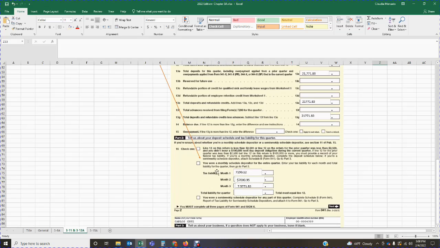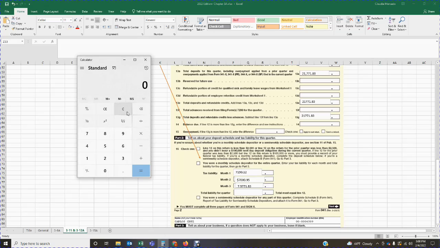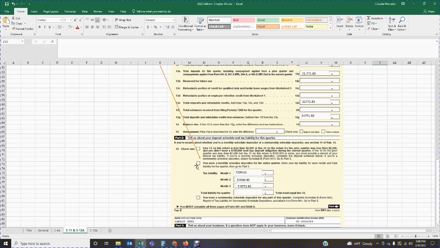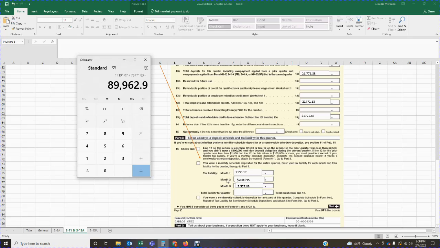We have those three numbers that basically are our tax liability for the quarter. We're going to get it and we're going to add those numbers. 7190.12 plus 7,000.95 plus 7,571.83. Okay. Did I enter too many numbers? Yes, I think I entered too many numbers here. It's 77,577. Yes, I was like, what is that? Okay, there we go.